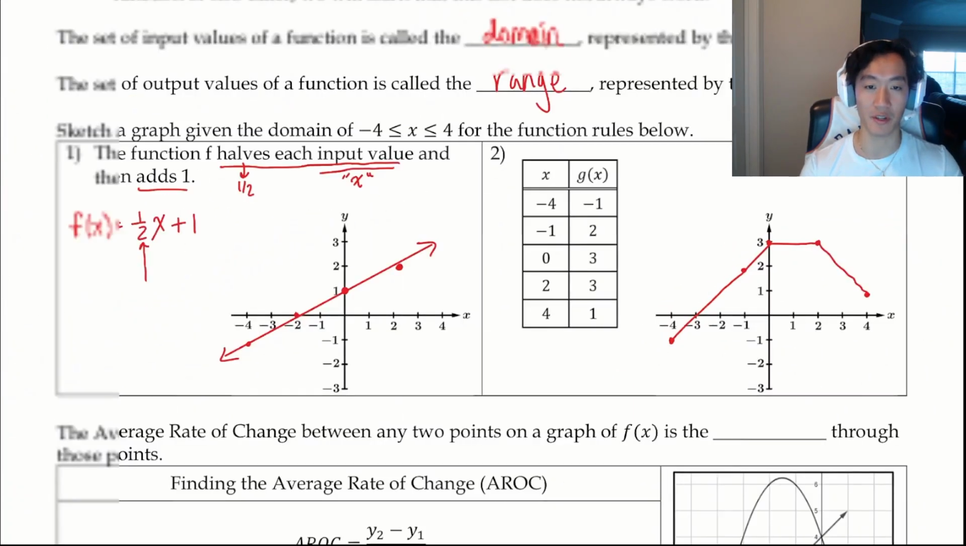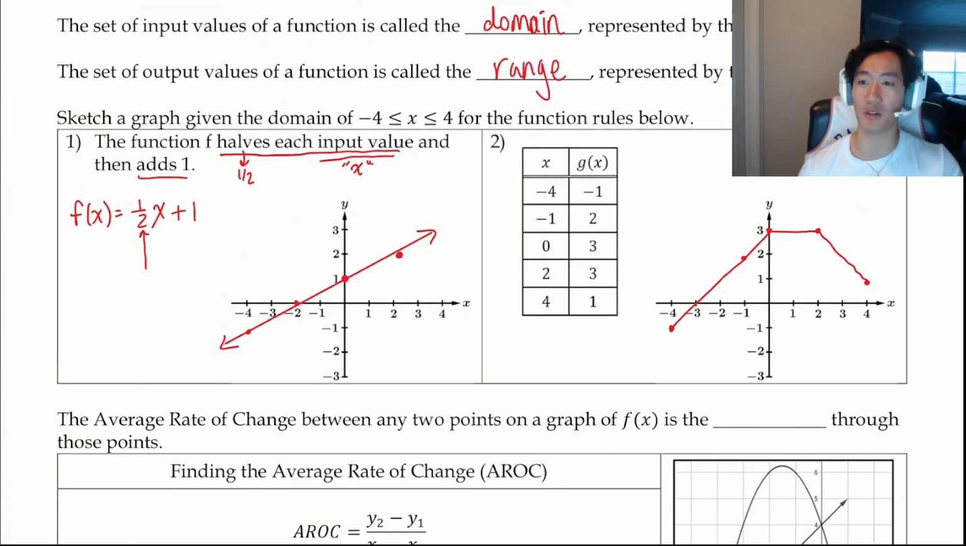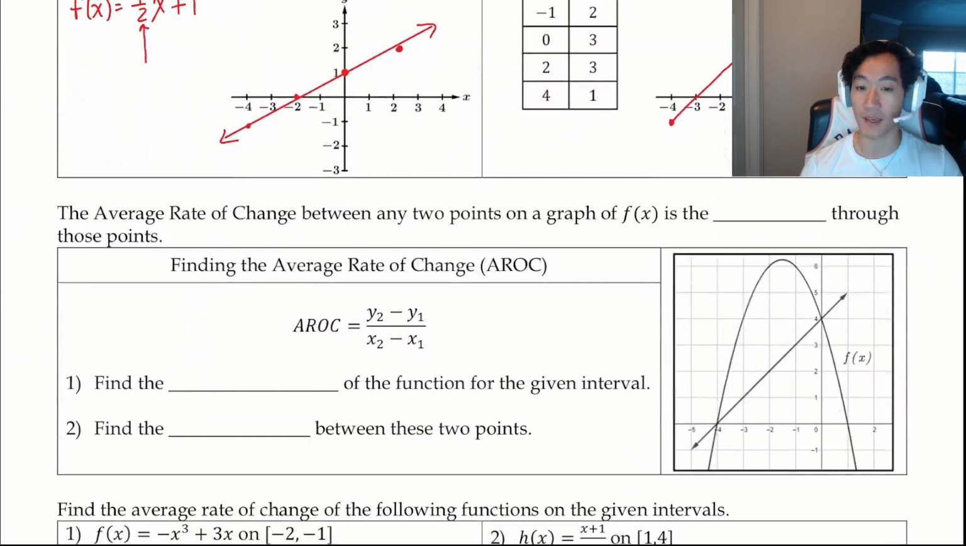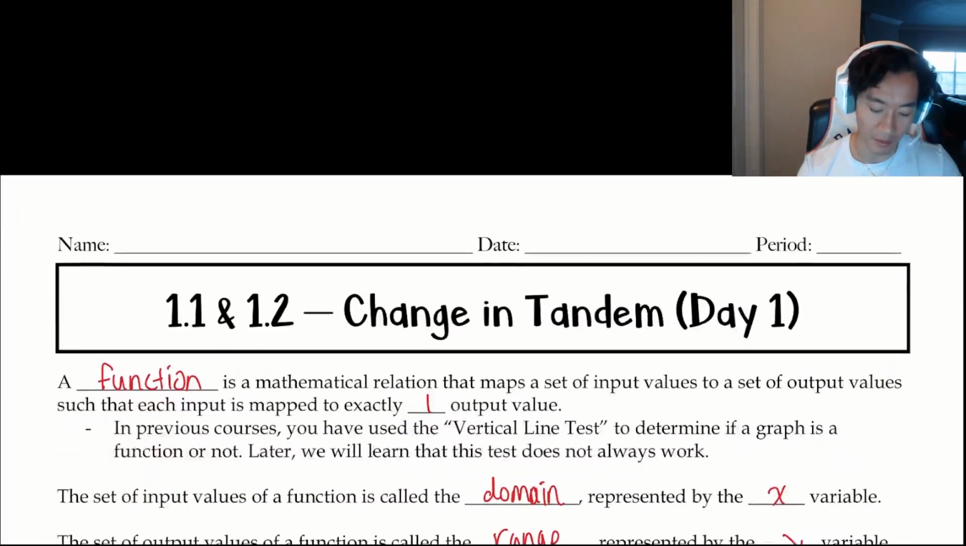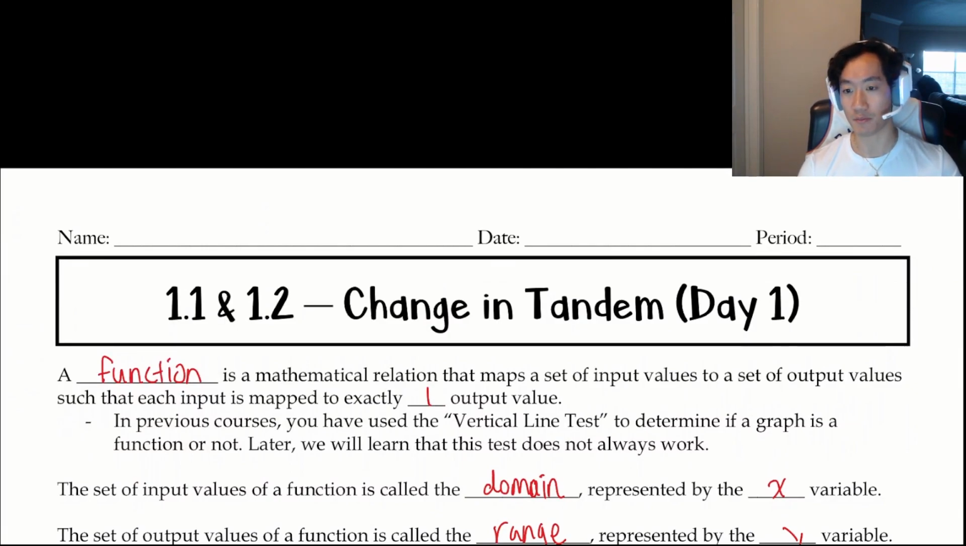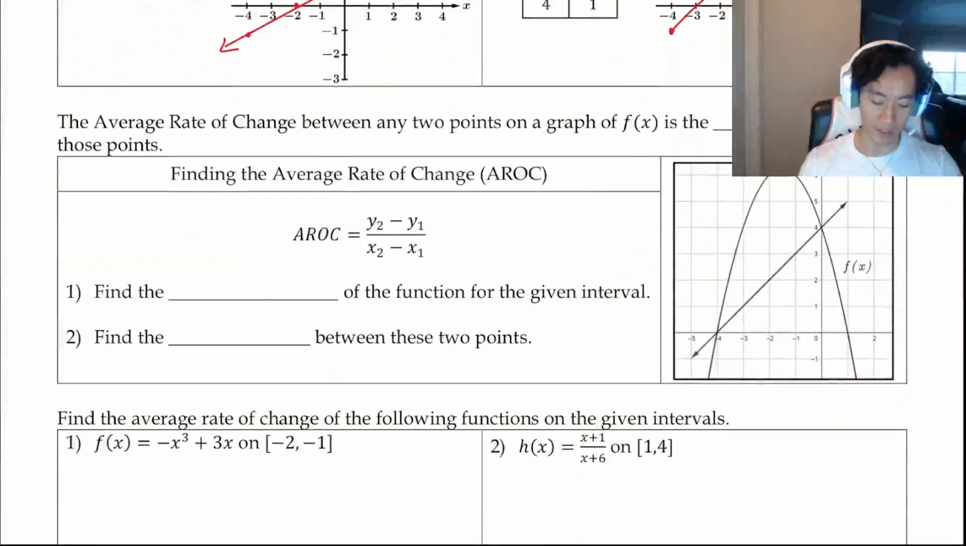All right, there's problems 1 and 2. I'll pause here in case you want to pause the video just to double check your work. And then let's move on to the main idea that we're talking about, right? Which is average rate of change. I think I should have talked about the name, right? Change in tandem, right? That's pretty much average rate of change. So let's take a look at what we fill in the blanks here.